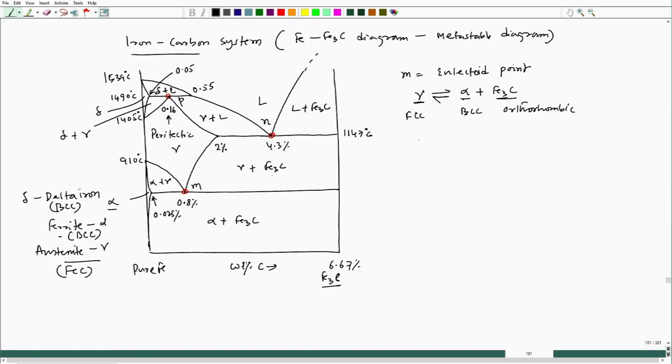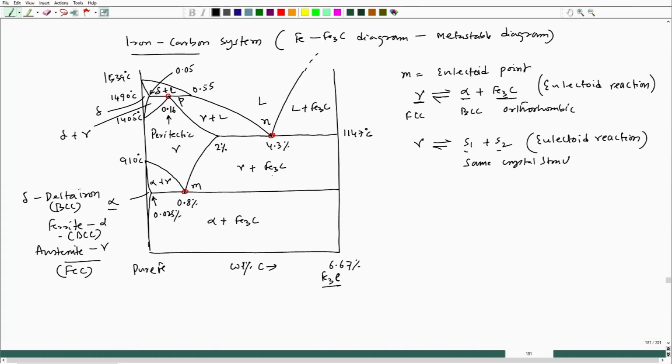Now, in the previous case when we talked about gamma going to S1 plus S2, that is also a eutectoid reaction. The only difference between these two eutectoid reactions is that in this case the crystal structure of S1 and S2 was the same, that is what we had, a continuous line like this.